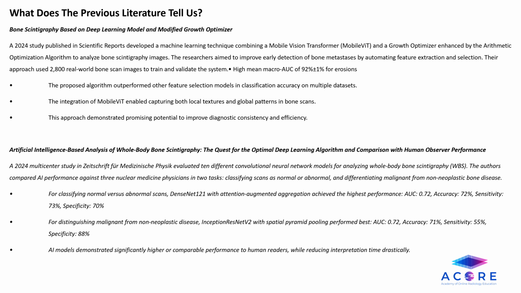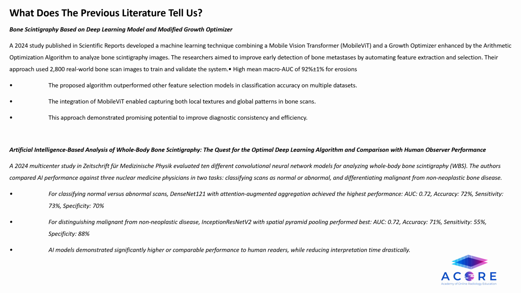Another 2024 multi-center study evaluated 10 different convolutional neural network models for analyzing whole body bone scintigraphy and compared AI performance against the performance of 3 board-certified nuclear medicine physicians in 2 tasks, the first being classifying scans as either normal or abnormal, and the second being differentiating malignant from non-neoplastic bone disease. And for the first of these 2 categories, DenseNet 121 with attention-augmented aggregation achieved the highest performance with the stats that you can see over there.